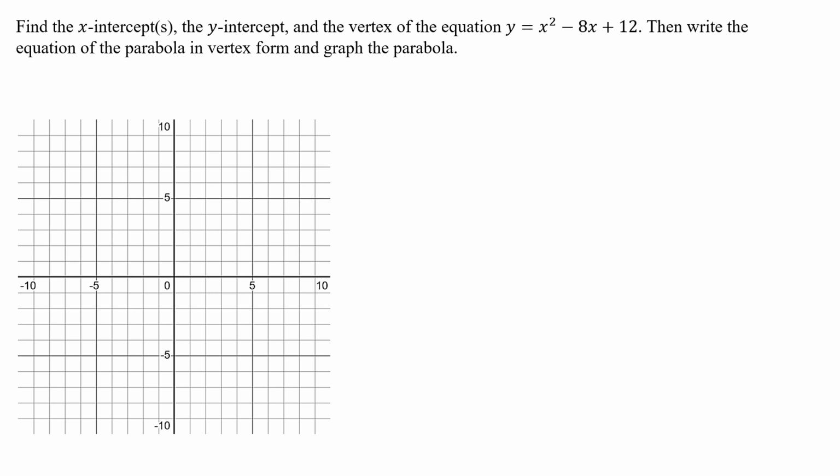So let's start out with the y-intercept. So in a standard form equation, the y-intercept occurs at the c value. So in this case, the c value is the constant or the last number in the equation, 12. So the y-intercept is going to be at the point (0, 12).